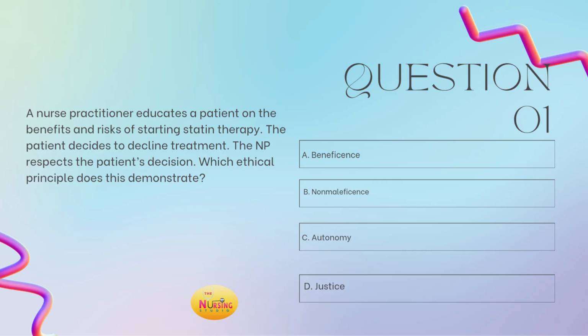All right, so I always recommend reading the stem of the question first, as it allows you to slow down to ensure you're answering what is even being asked of you. So here, the stem of the question states, which ethical principle does this demonstrate? All right, so let's see what's going on. So we have a nurse practitioner who educates a patient on the benefits and risk of starting statin therapy. The patient decides to decline the treatment, and the nurse practitioner respects the patient's decision. This is C, autonomy, giving the patient free will, full independence on their decision making, autonomy.